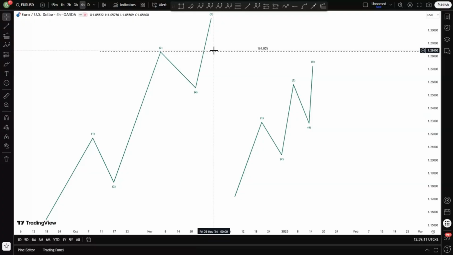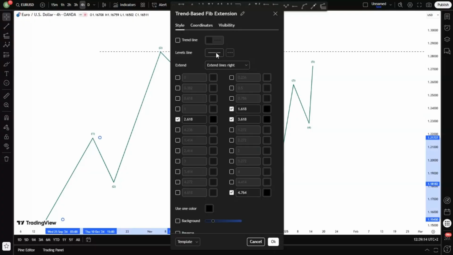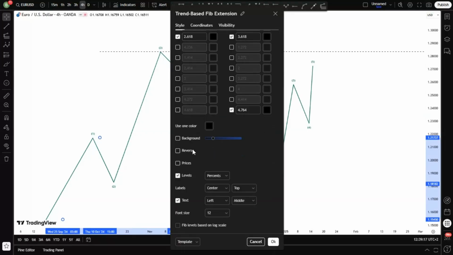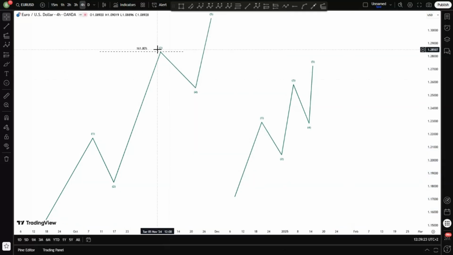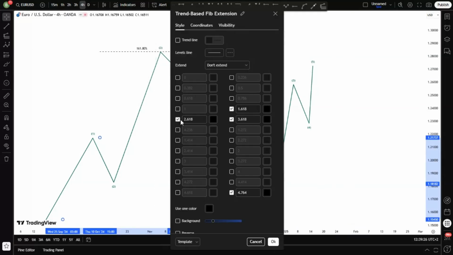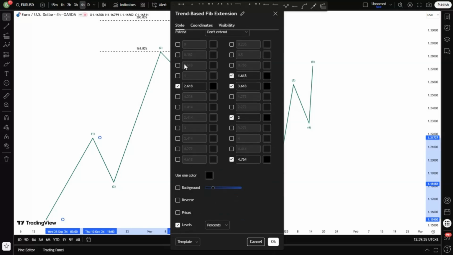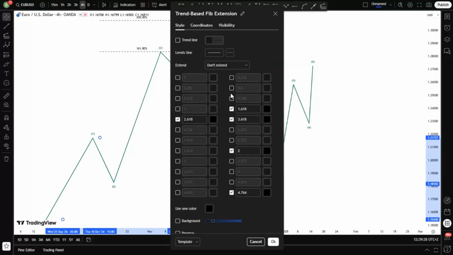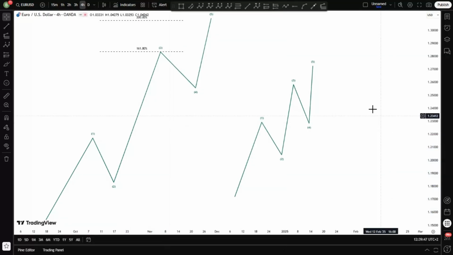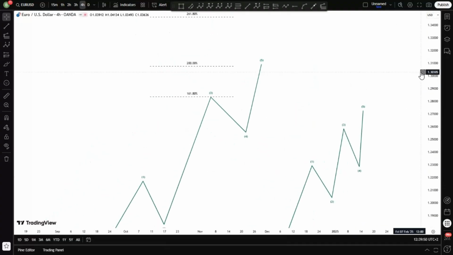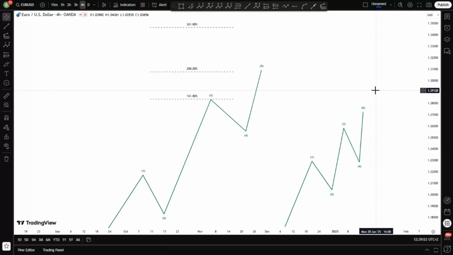So usually, when we measure it, it's very usual to see wave 3, the minimum target is 61.8, and then the next target it can be 200%, but the next common one is 261.8 and 361.8. These are the common targets for a wave 3.